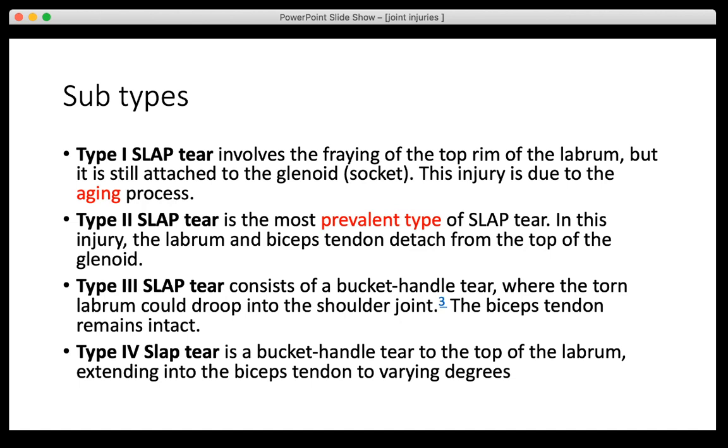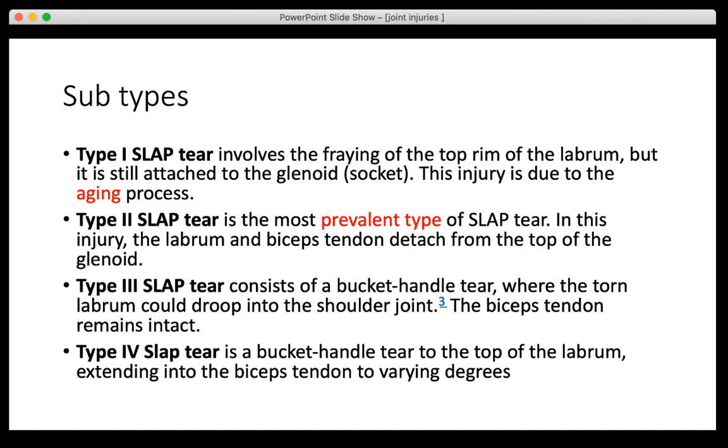Then the other types: type 2, type 3 and type 4. Type 2 tear is the one where you will have maximum cases in the field of sports. It is the more prevalent type. In this injury, the labrum, the cartilage basically, and the bicep tendon are detached from the top of the glenoid. The glenoid is the stationary bone of your shoulder, your shoulder girdle. So there you can see this kind of problem: the labrum and bicep detach from the top of the glenoid.